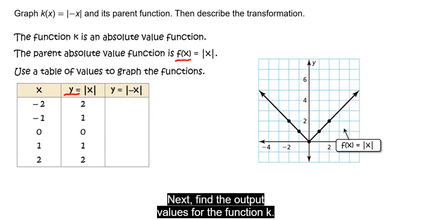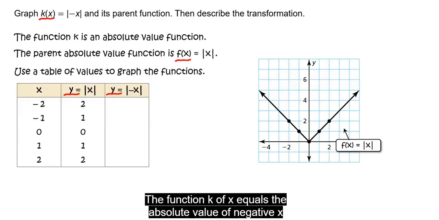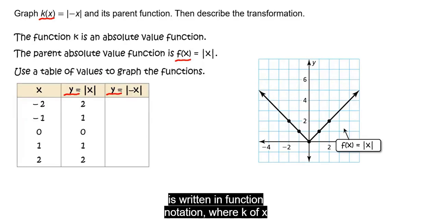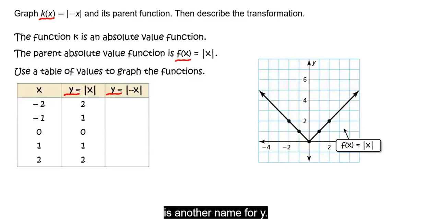Next, find the output values for the function k. The function k of x equals the absolute value of negative x is written in function notation, where k of x is another name for y.